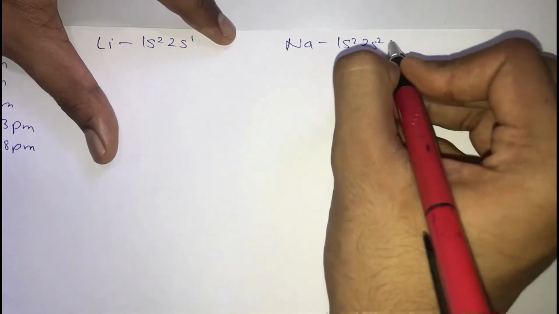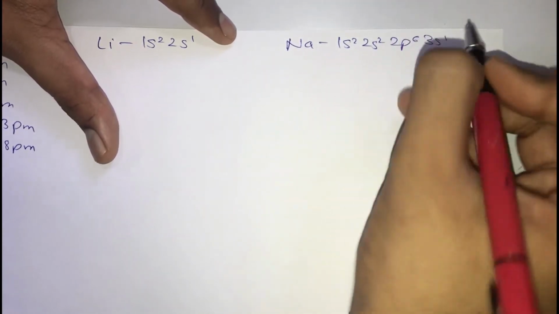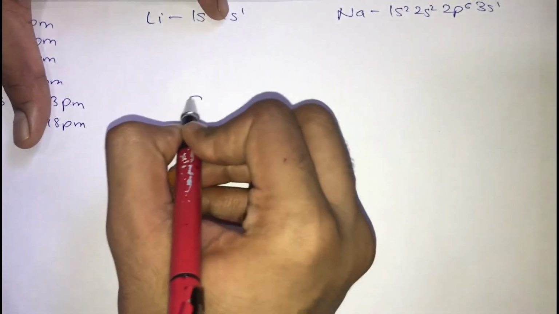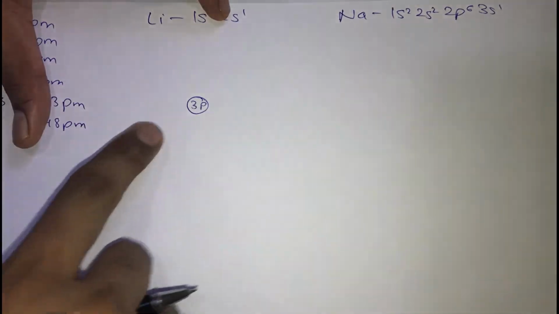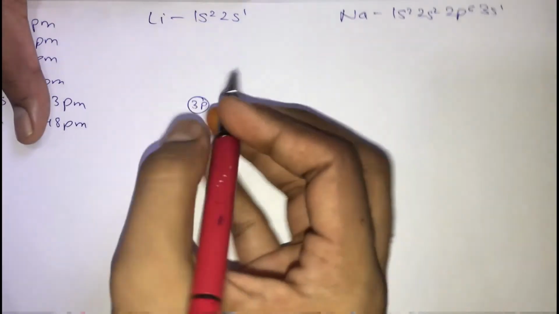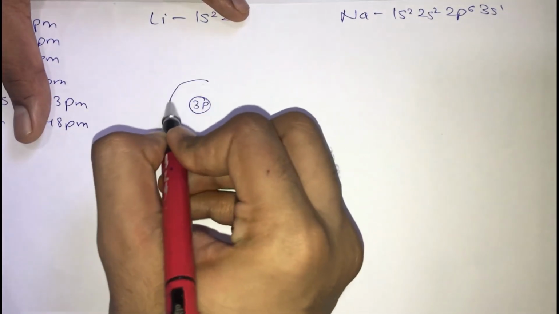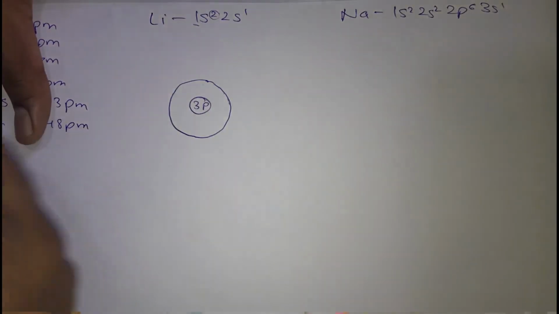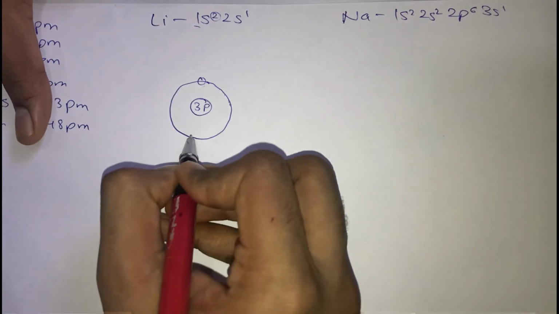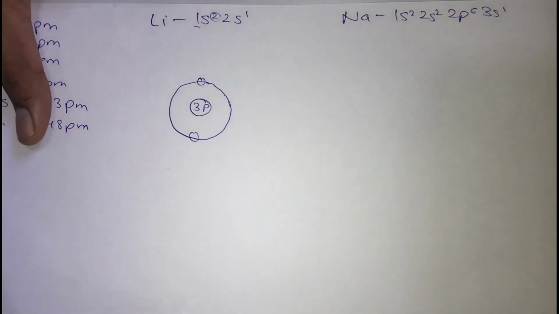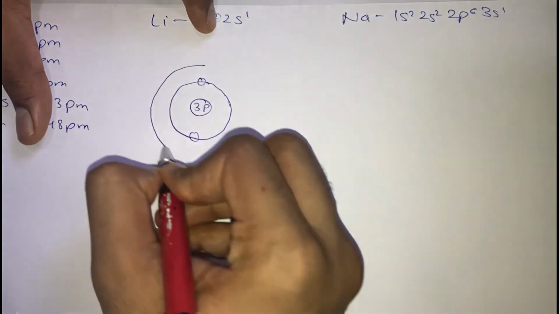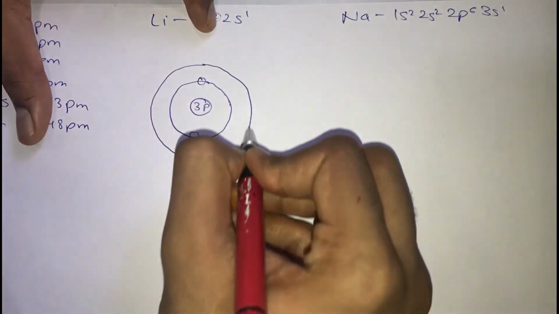So here can I say that there are 2 plus 1, 3 protons in the nucleus of lithium. And in the first energy level there are two electrons, the first electron and the second electron. Now in the second energy level there is only one electron present.